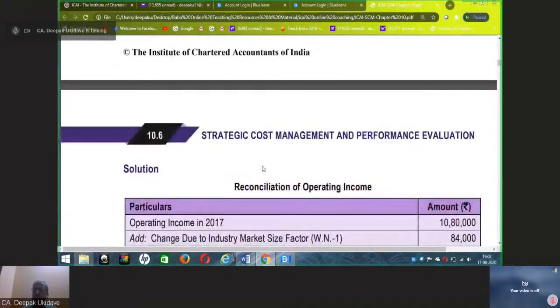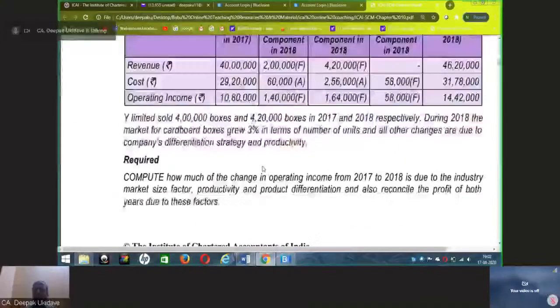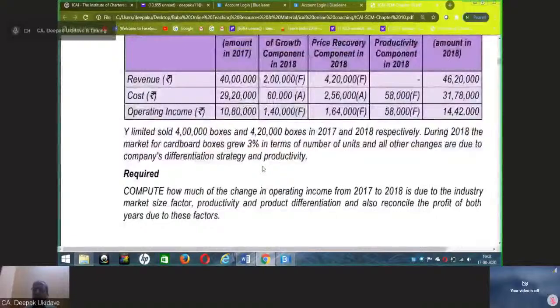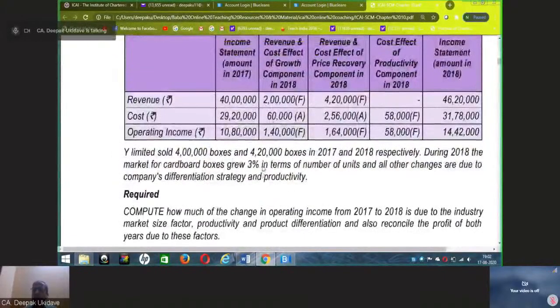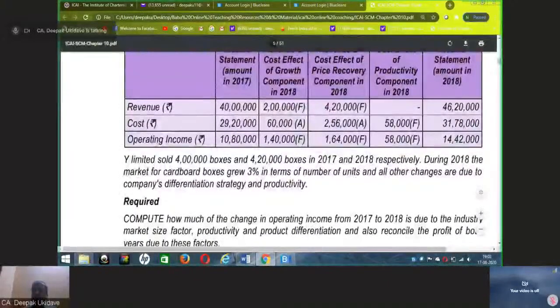Here it is. Cost effect of productivity component. All of you can see this. Again, I will annotate to highlight the figures. We are looking at productivity component and at the operating income level, because we are doing profit reconciliation. So 58,000. And this is exclusively on account of cost.